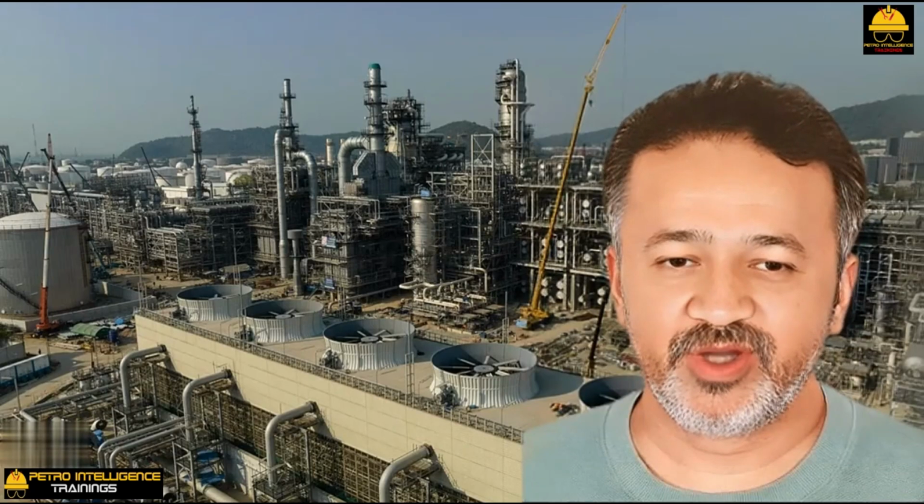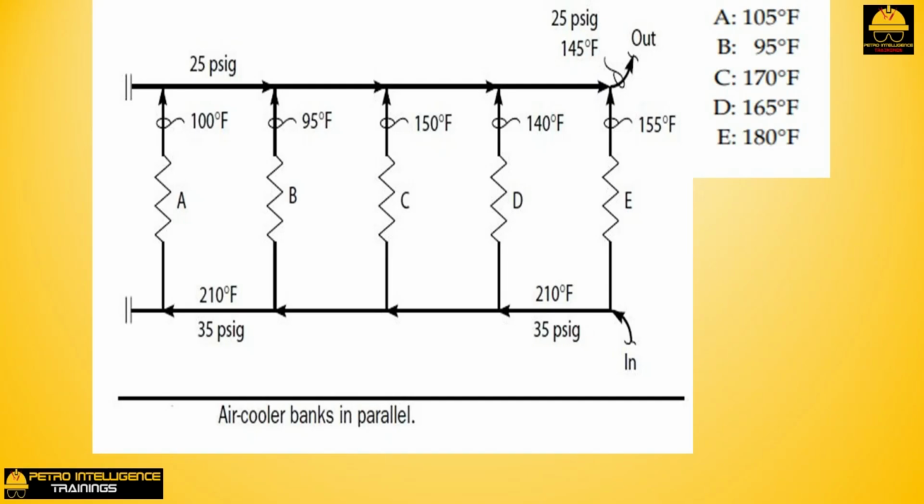Air outlet temperature. The individual air outlet temperatures from the coolers shown in picture are: A, 105 degrees Fahrenheit. B, 95 degrees Fahrenheit. C, 170 degrees Fahrenheit. D, 165 degrees Fahrenheit. E, 180 degrees Fahrenheit.